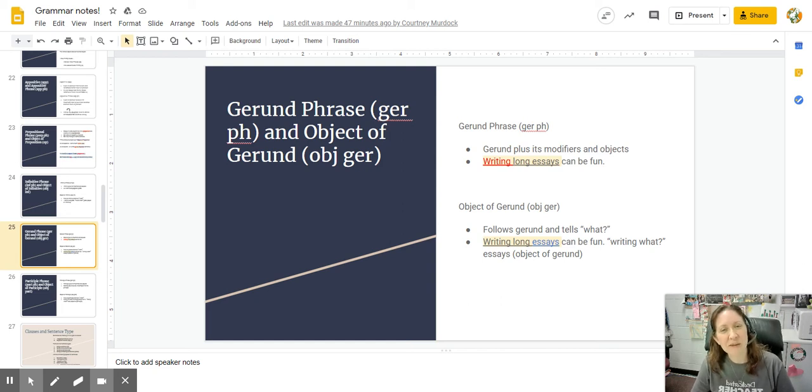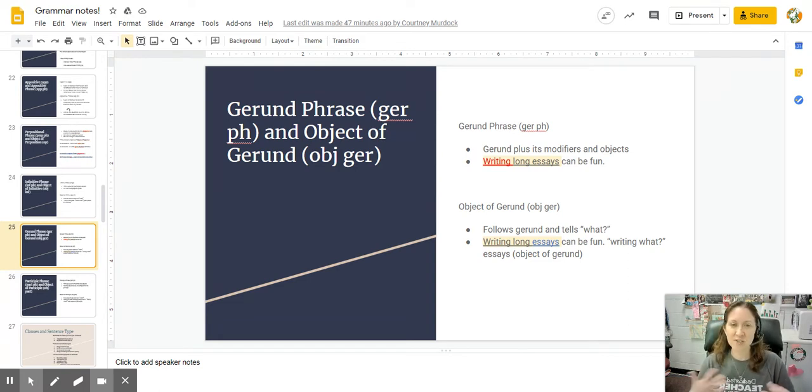Today we are going to talk about gerund phrases. Now, we have already talked about gerunds before. We talked about them briefly, and we said that gerunds are words that look like verbs but act like nouns, and gerunds are going to end in ing. Again, they're not going to be tricky. We're not going to let them be tricky. They look like verbs, but they're acting like nouns.